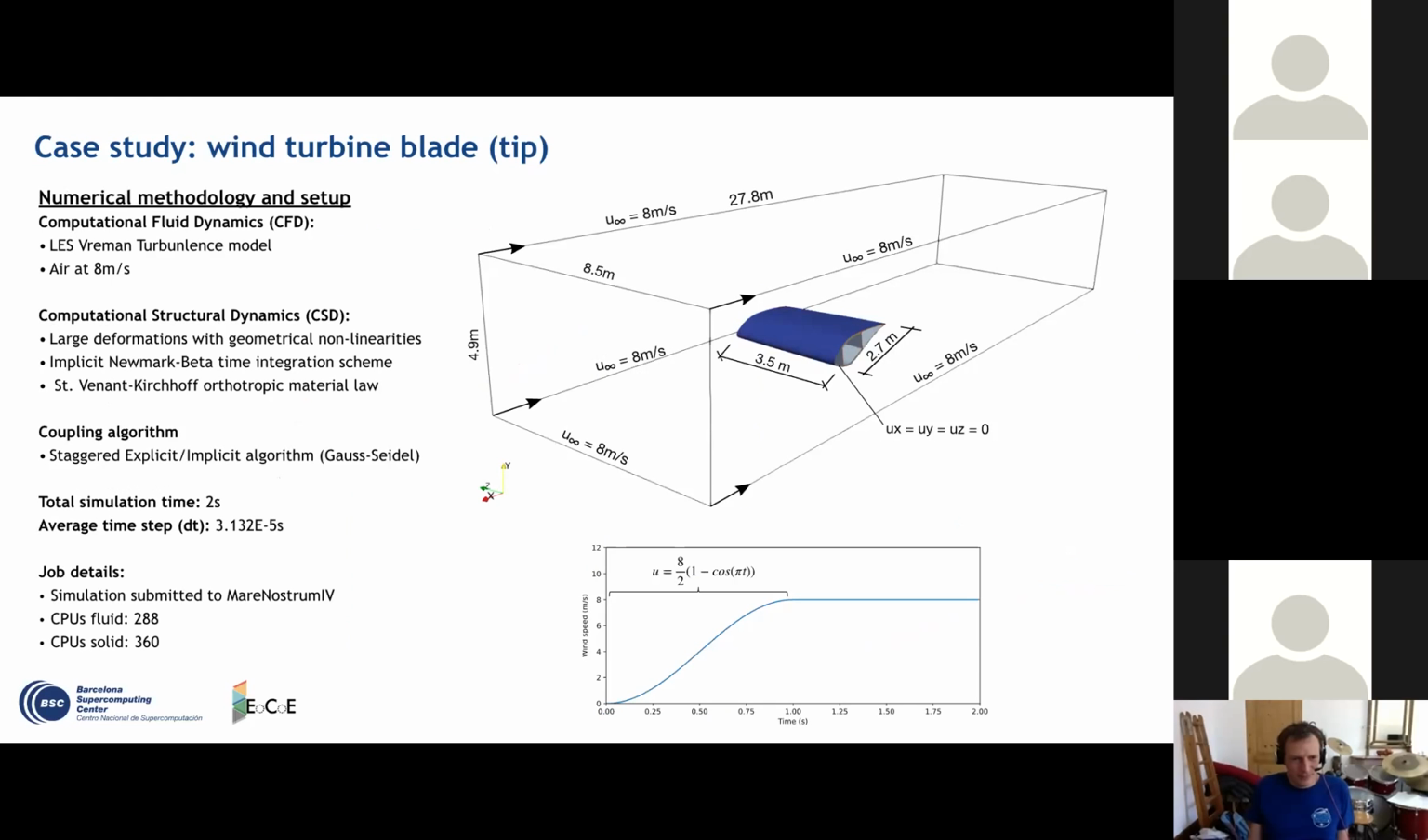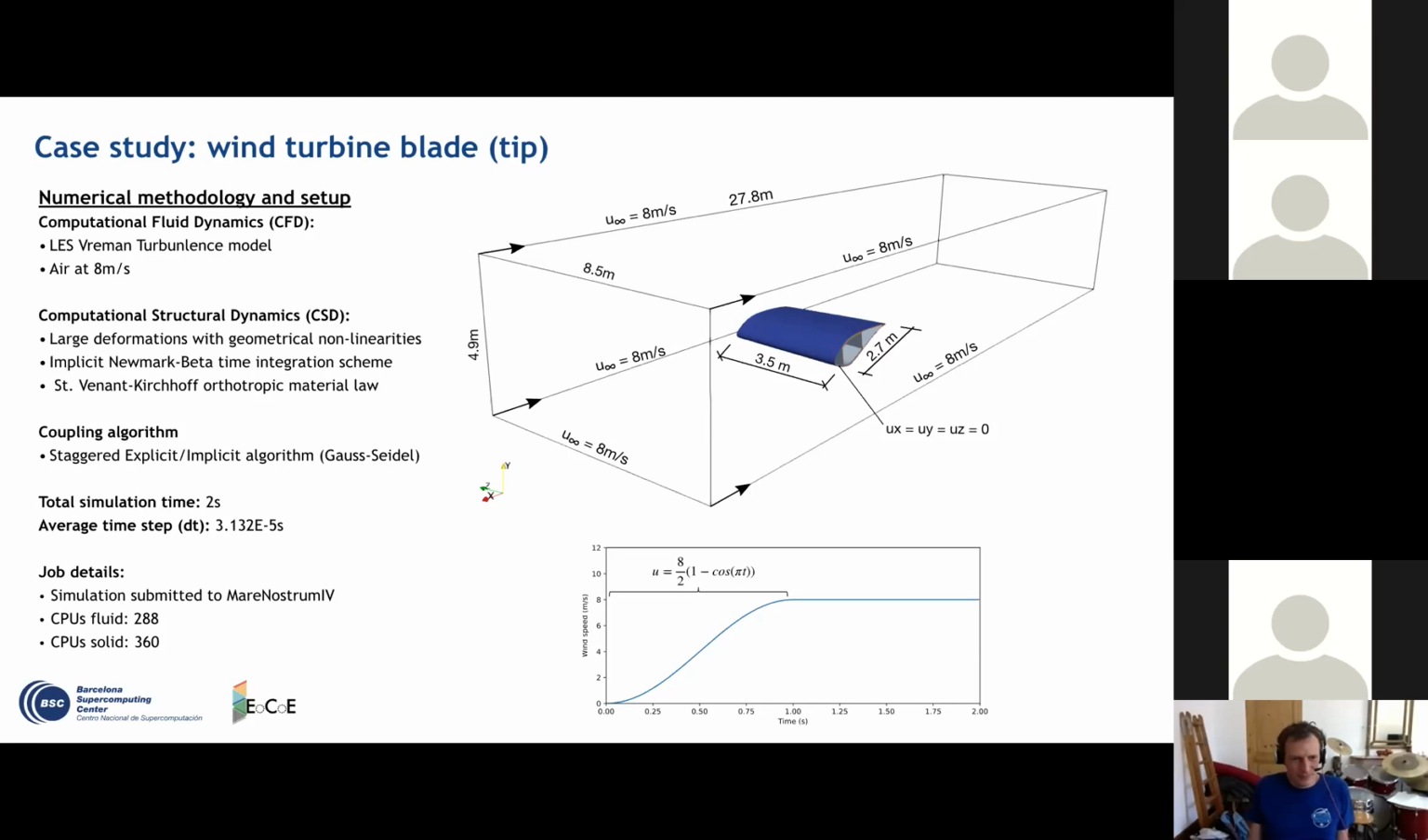Okay, so this is the numerical setup. As I have said, we are going to show a preliminary simulation of the wind turbine blade, just the tip of the blade. As we can see here, the blade tip is fixed at one side, and the other region is free to move. It is inside a channel of 5 meters by 8 meters width, and it has a velocity of 8 meters per second.